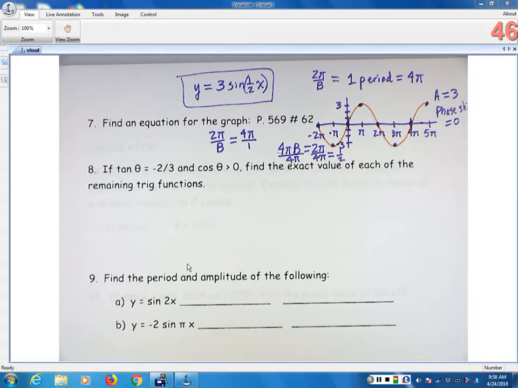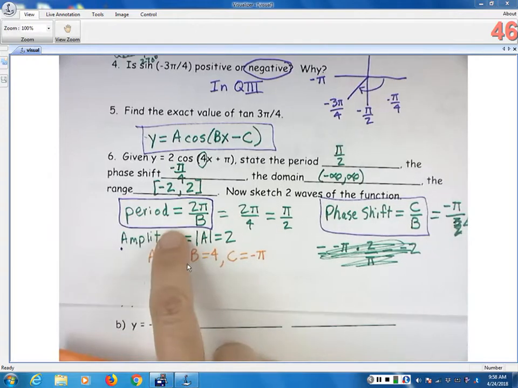Okay, any questions? So you have to have these things memorized. 2 pi over b equals the period. You have to know the stuff I had boxed in on this page. You have to know this stuff.